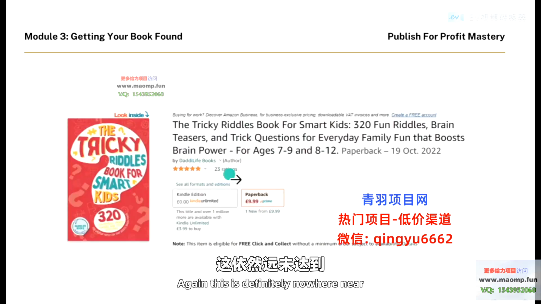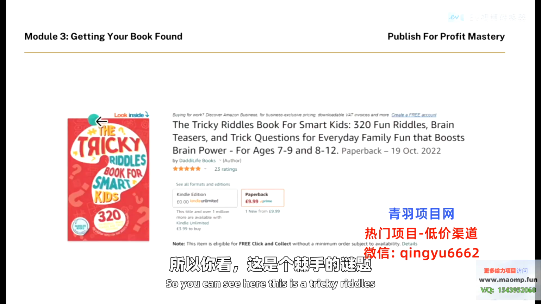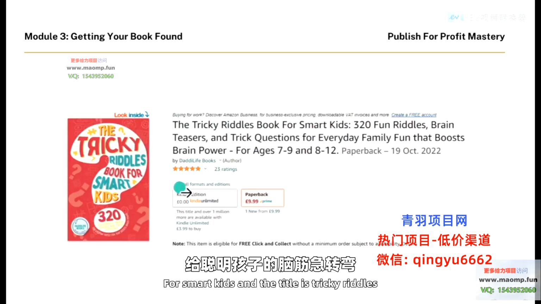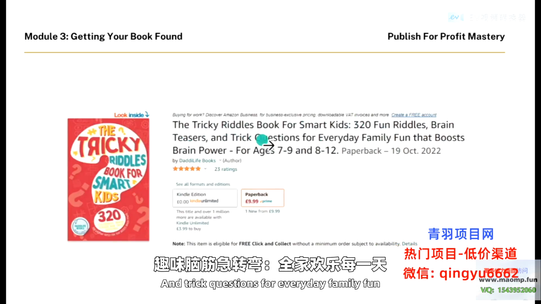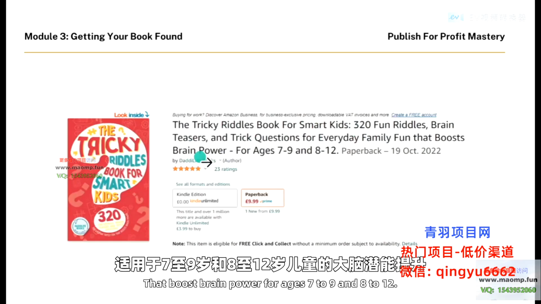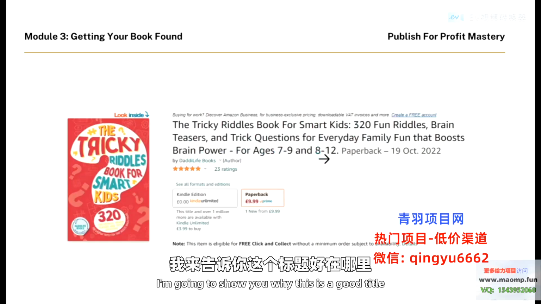Again, this is definitely nowhere near as important as it used to be, but you still want to have a properly formatted book title. So you can see here, this is Tricky Riddles for Smart Kids. And the title is Tricky Riddles for Smart Kids, 320 fun riddles, brain teasers, and trick questions for everyday family fun that boost brain power for ages 7 to 9 and 8 to 12. Now I'm going to show you why this is a good title.